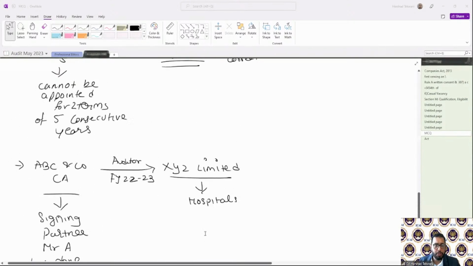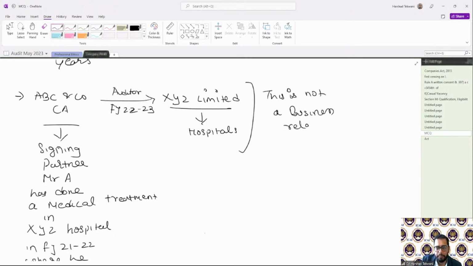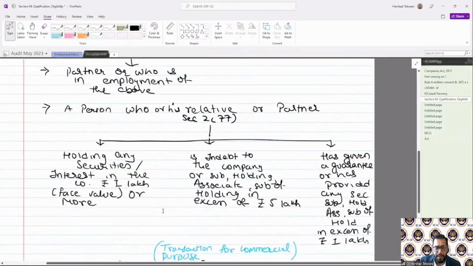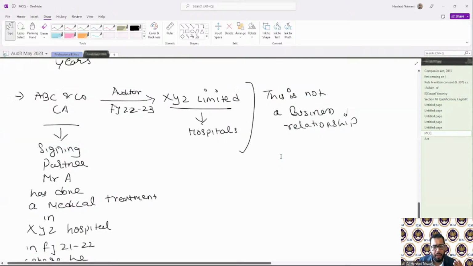Okay. So this is valid because this is not a business relationship. This will fall under the exception we discussed: a commercial transaction in the ordinary course of business at arm's length price. In the current case, the hospital's ordinary course of transaction is providing medical treatment, and that's at arm's length price. So is this valid? Yes, this is perfectly within the exception of the business relationship definition. Clear?